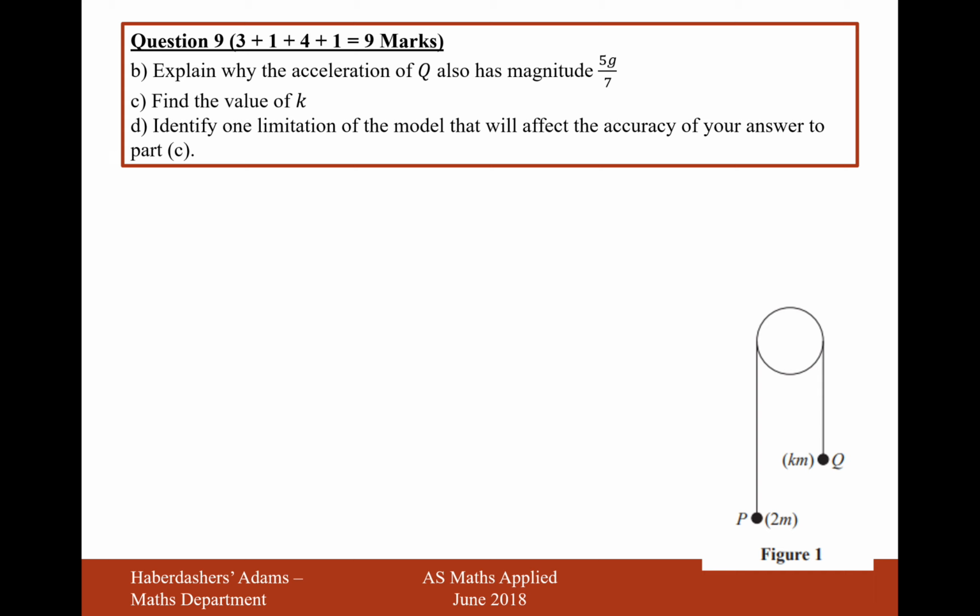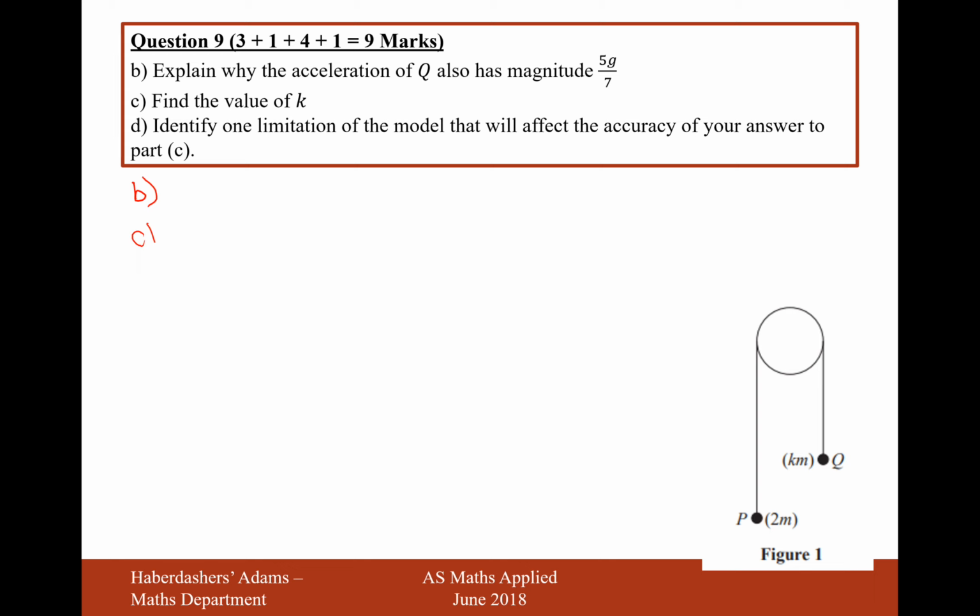Moving on to part B, explain why the acceleration of Q also has magnitude 5g/7. Well, the reason for this is because the string is taut and inextensible, therefore acceleration throughout the whole system will be equal. Because the string is tight, as soon as P moves, whatever acceleration P has, Q is going to have the same acceleration.